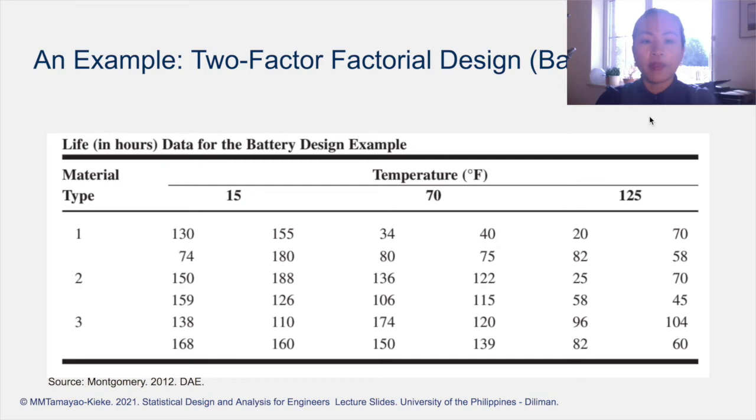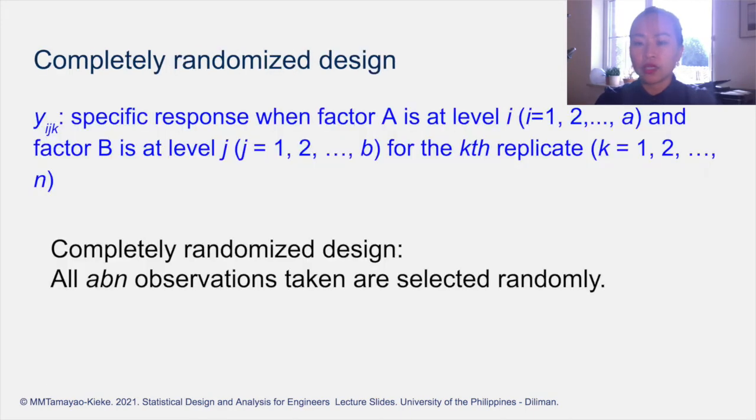Now, the factorial experiment can be expressed through several models, one of which is the fixed effects model. We start with the general case where y sub ijk is the specific response when factor A is at level i, where i is equal to 1 to a, meaning there are a levels for factor A, and factor B is at level j, where j is equal to 1 to b, meaning there are b levels. For the kth replicate, k equal to 1 to n, which means there are n replicates.